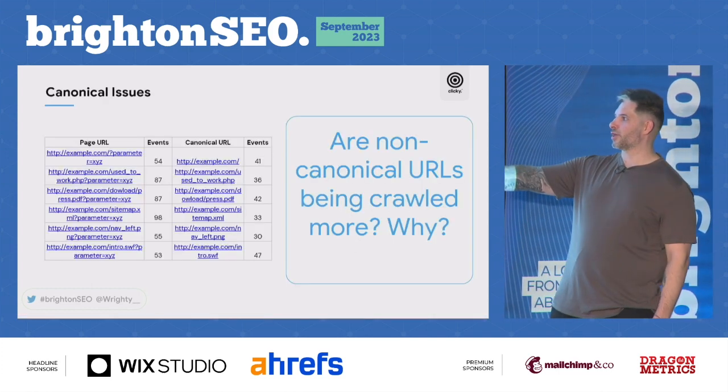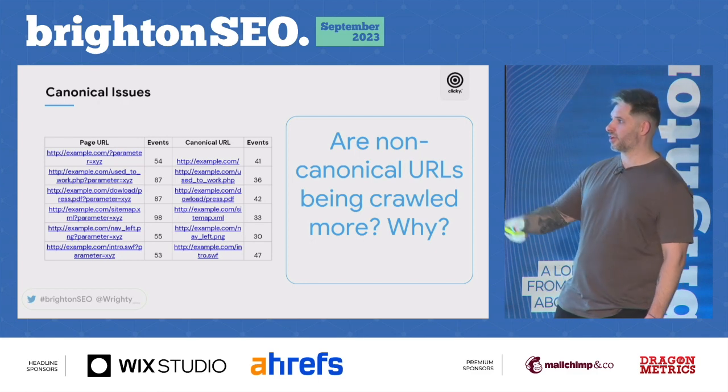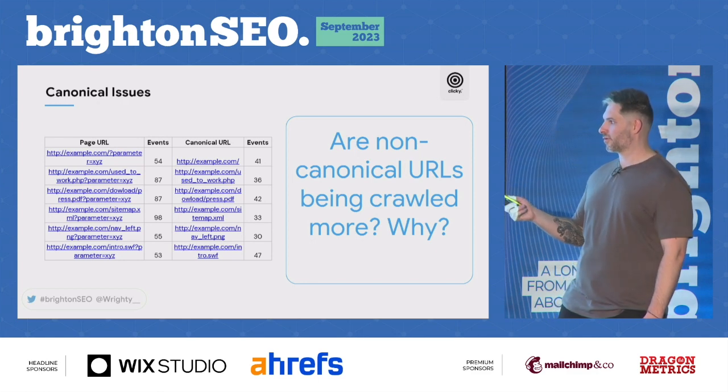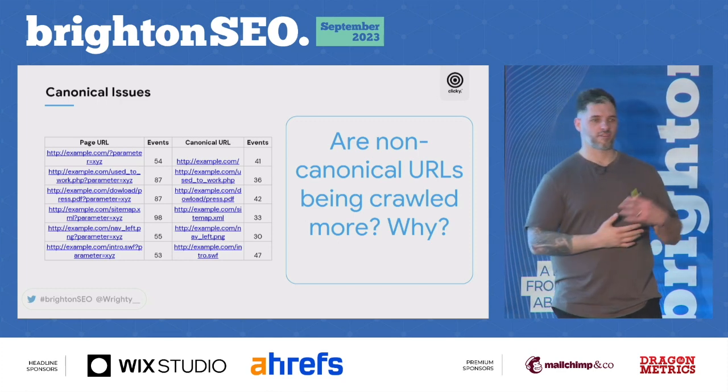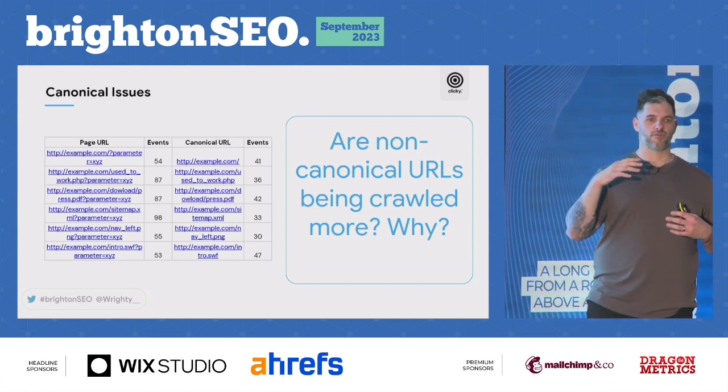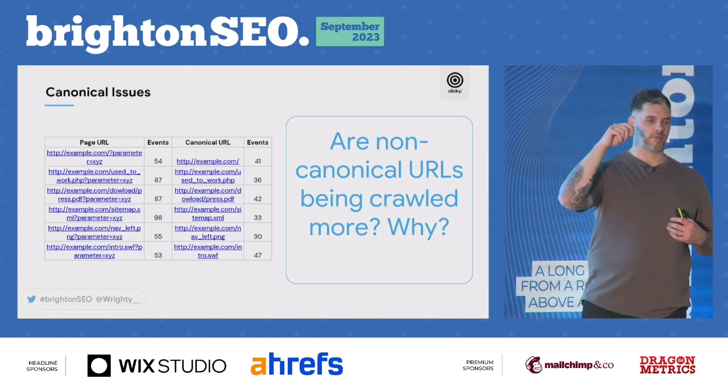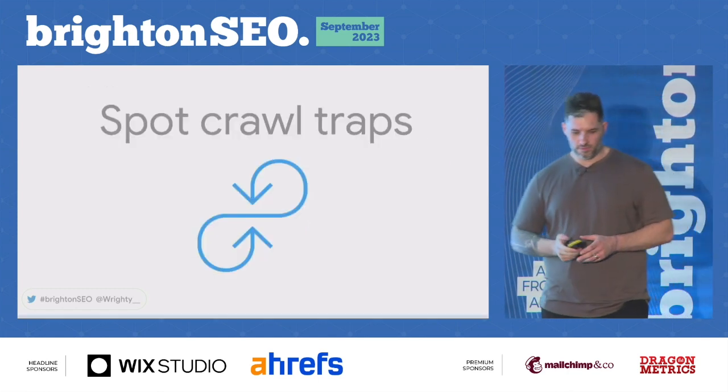So this is an example of how that might look: events for a canonical URL versus a non-canonical URL. And then you can start to diagnose that a little bit more. Is it because of internal links? Is it because of referring domains? Is it because of URL importance at parent page level, which we'll go through in a second as well?